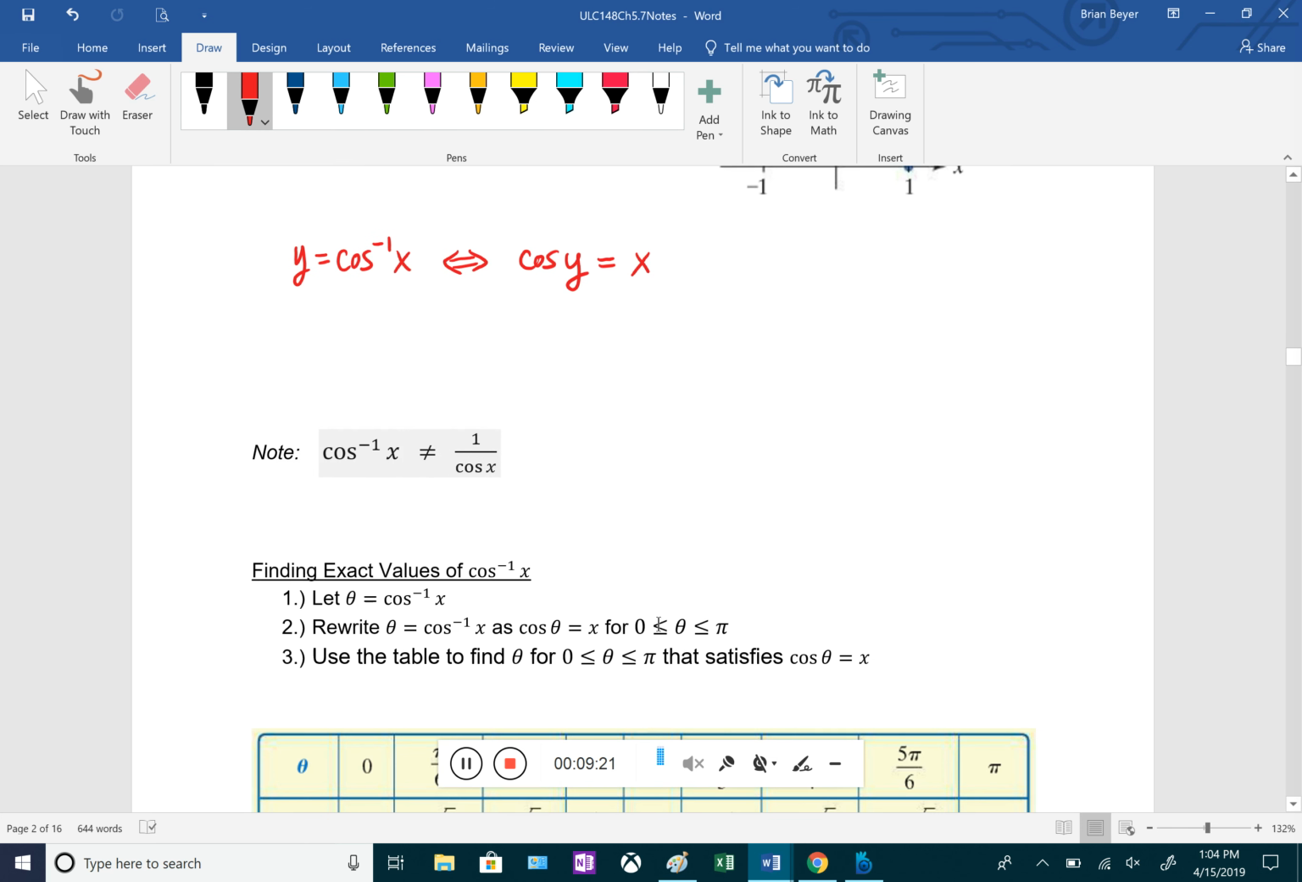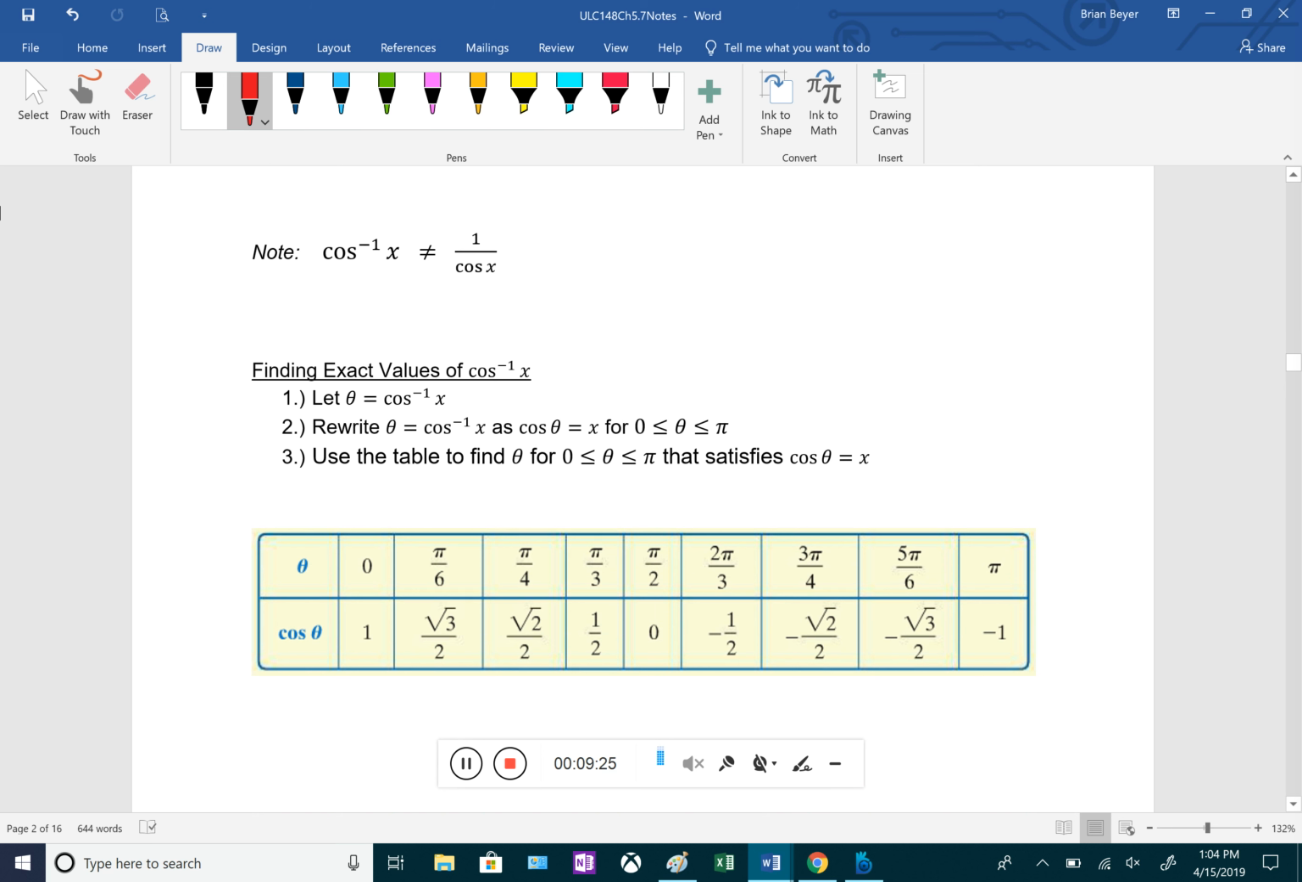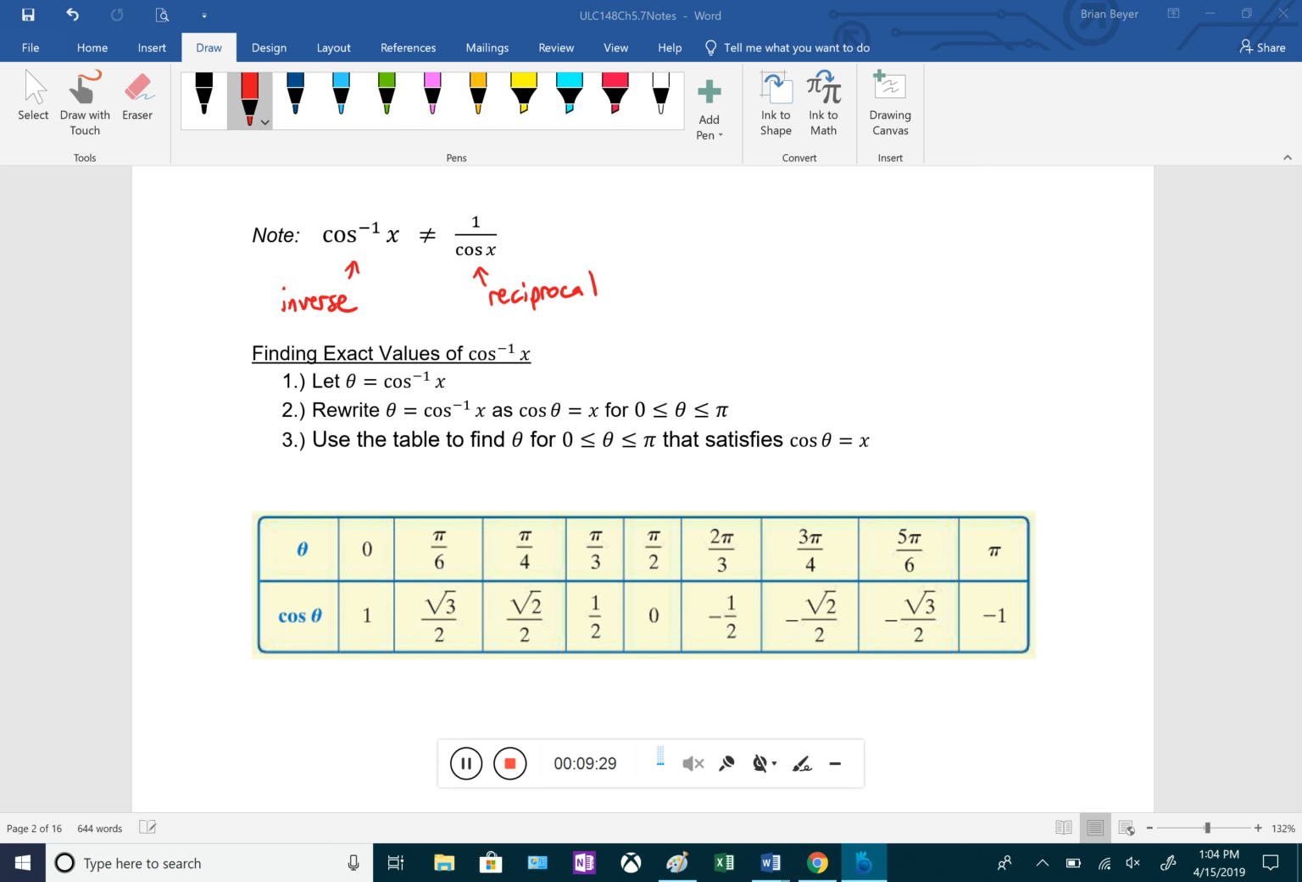Okay, and then also, really similar here, make sure that you know cosine inverse of x is not equal to 1 over cosine x. We have the inverse on the left and the reciprocal on the right. The reciprocal we know is equal to secant of x, which is not the inverse.